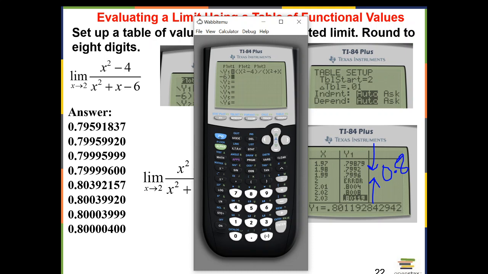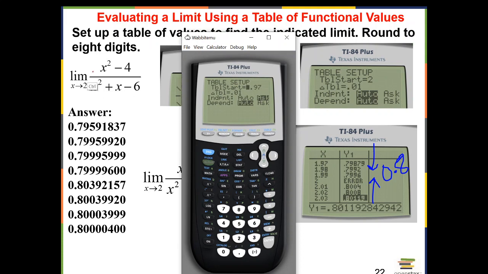Now I'm going to go to the table, set up the table, second table set. And I'm going to make the number that I'm approaching here, 2, the start of the table. So I'm going to start the table at 2, and go to numbers close to 2. I'm going to pick a step and go to the right of 2 and to the left of 2. In the table, I'm going to look at what the function values do. So I'm going to pick a really small step, and I'm going to make this auto.